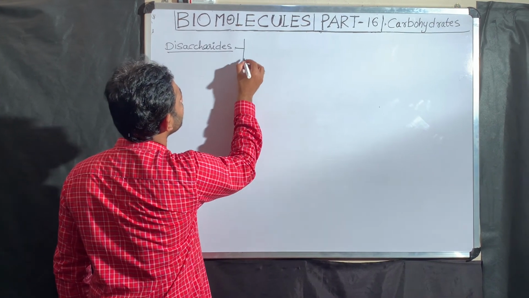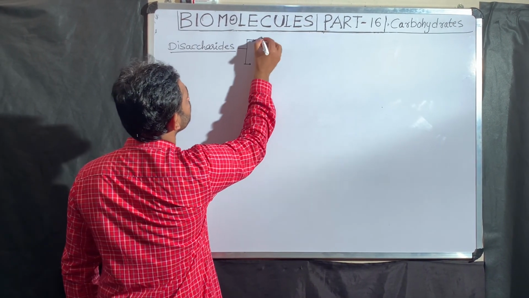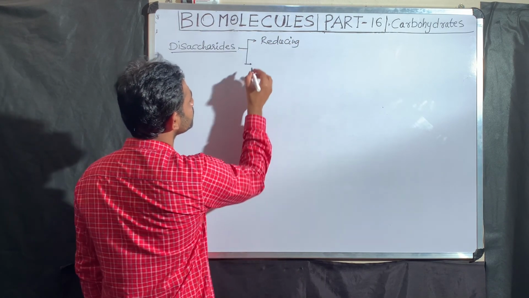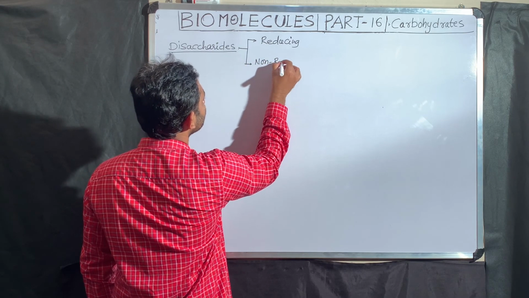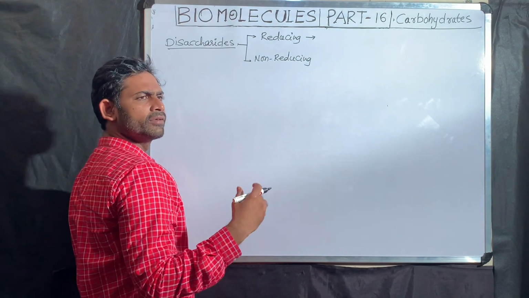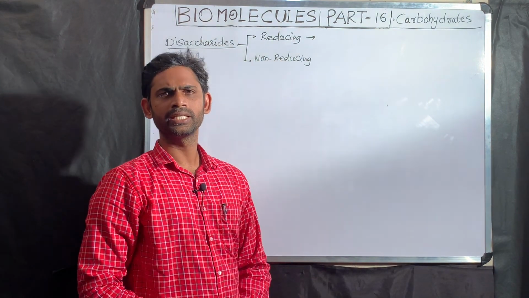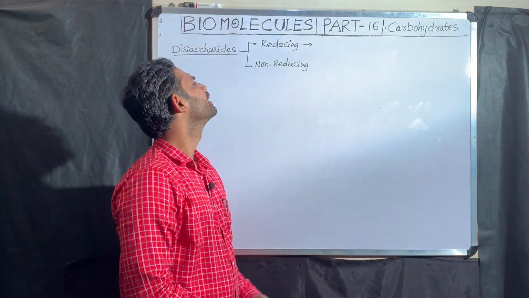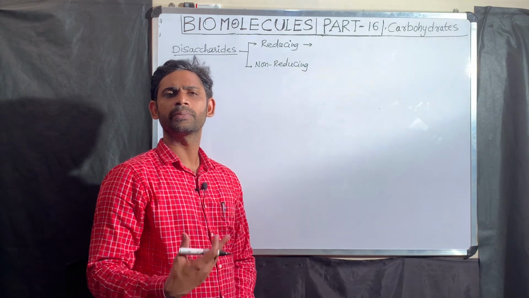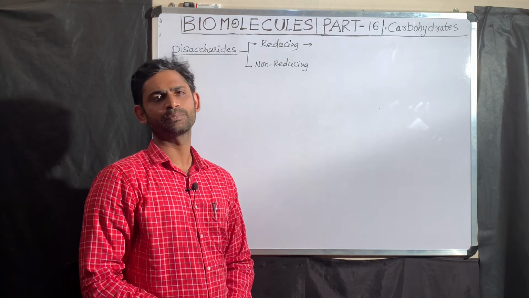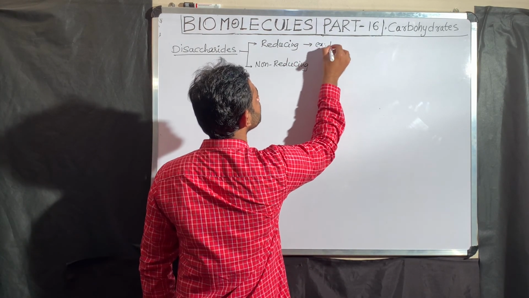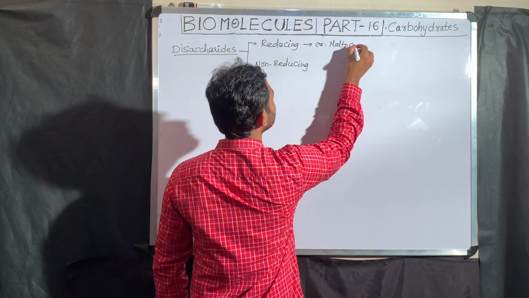Actually, disaccharides are classified into two types. One is reducing disaccharides. The next one is non-reducing disaccharides. There are different ways of telling reducing and non-reducing. Here I am telling in an understandable way. Reducing means reactive: the reactivity of the molecule due to the presence of a free functional group. I will explain that. The reducing disaccharide examples are maltose and lactose.